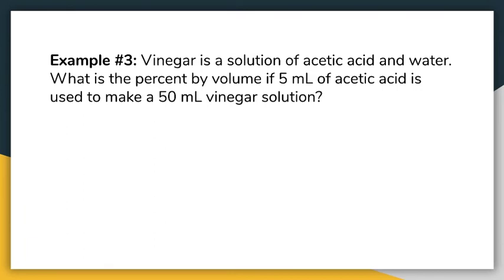Our final example is using vinegar. Vinegar is a solution of acetic acid in water. What is the percent by volume if 5 milliliters of acetic acid is used to make a 50 milliliter vinegar solution? In this case, we are dealing with volume units instead of mass units.